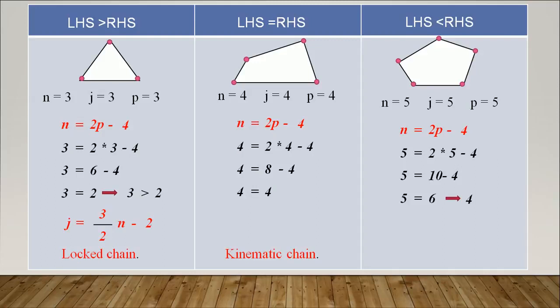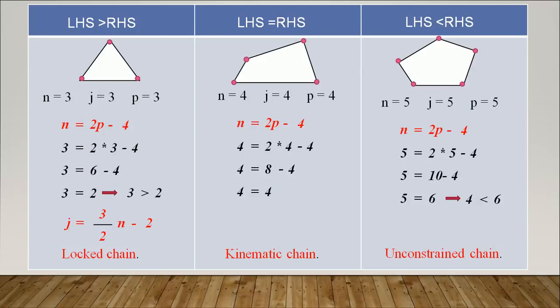Sorry, it's giving a wrong value. Actually it should be 5 less than 6, not 4 less than 6, 5 less than 6. So try to make a correction here. So finally this chain can be called an unconstrained chain.